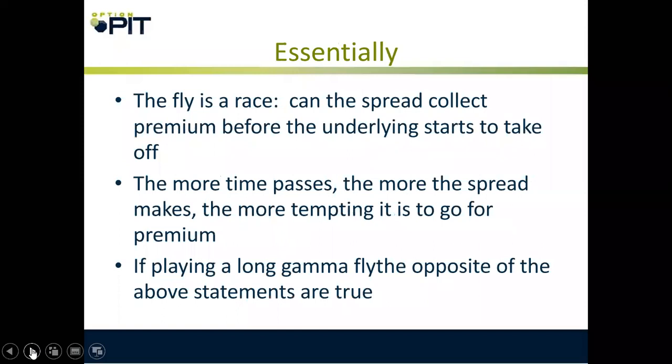So the fly is a race, all right? Can the spread that you sold collect enough premium before the underlying starts to take off? The more time passes, the more the spread makes, the more tempting it is to go for more premium. If playing a long gamma fly, the opposite of the above statements is true. It's a race for movement. How much decay will happen while you're waiting for the underlying to move? That's basically the crux of the butterfly relationship.